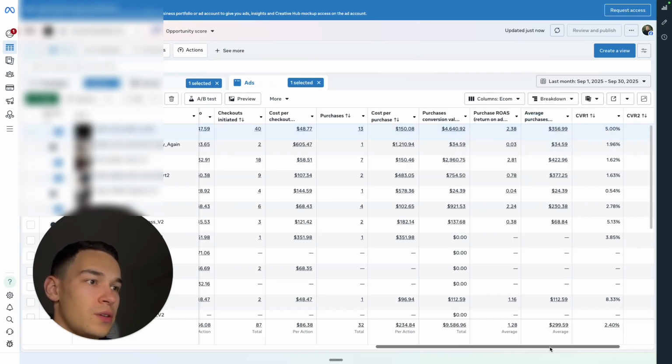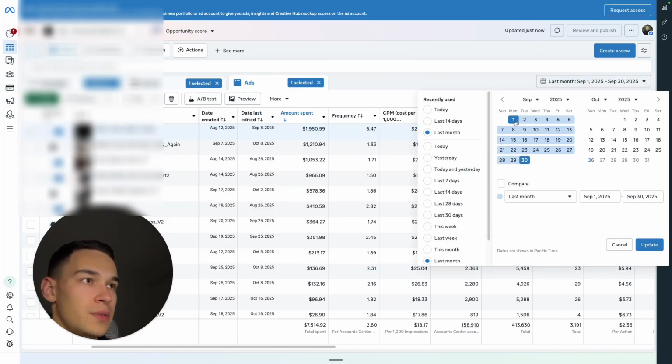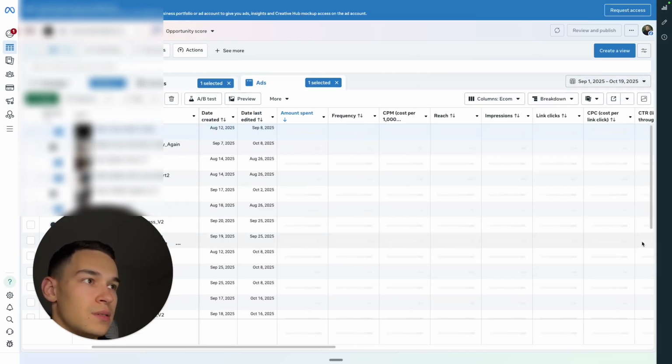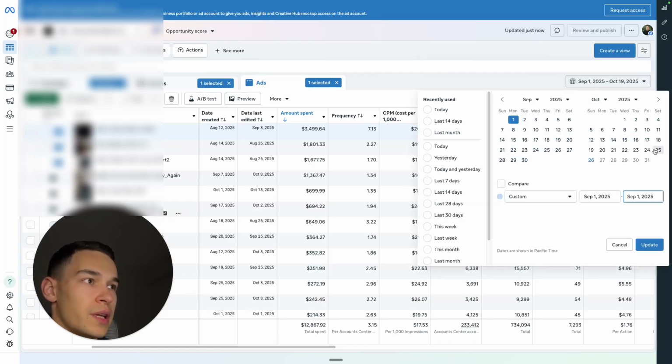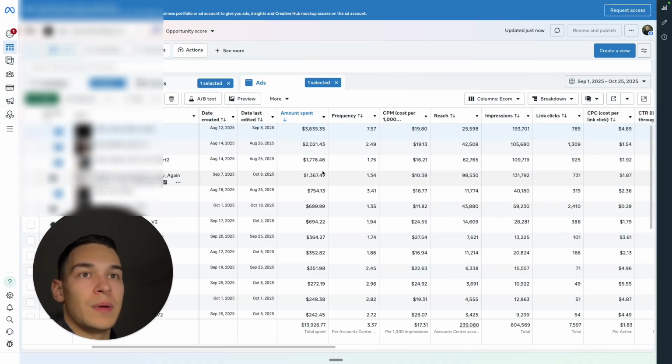$160 average order value. So it was working before. It was started in the middle of August, and it was working well. But even last month, it already hit the frequency of 5x. If we take the last 2 months, you see the frequency is 7.6. This ad has already done itself. It was great, but it's already done itself.